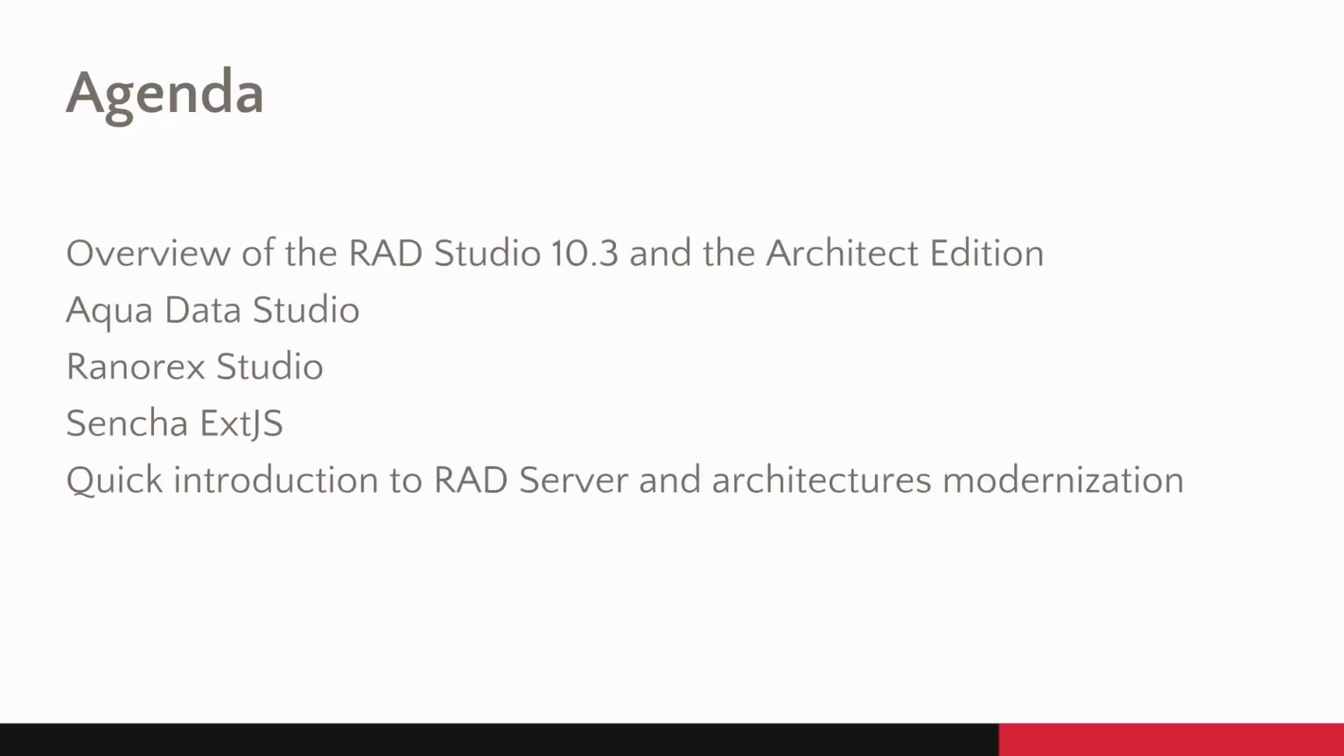We're going to cover an overview of RAD Studio 10.3 and the Architect Edition. Then we're going to see contributions covering and introducing Aqua Data Studio, Ranorex Studio, and Sencha Ext JS, which are the other tools that are part of the Architect license for RAD Studio 10.3. At the end, I also provide a quick introduction to RAD Server and the modernization of architectures that it offers, and cover the licensing of RAD Server with the Architect Edition.